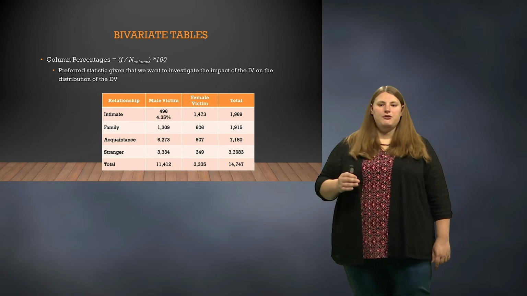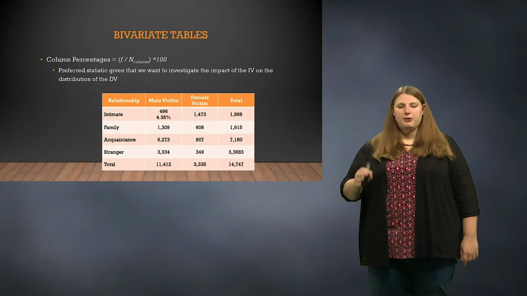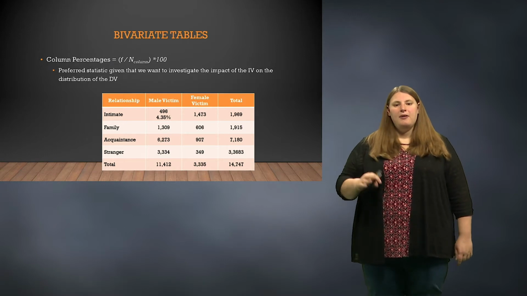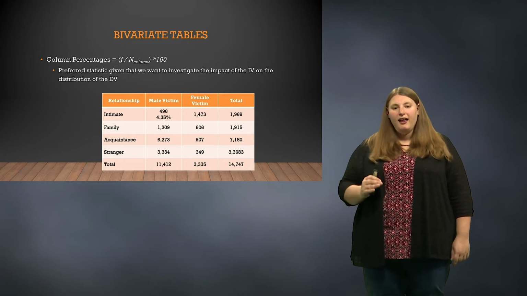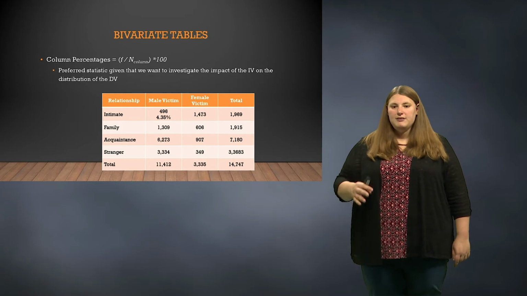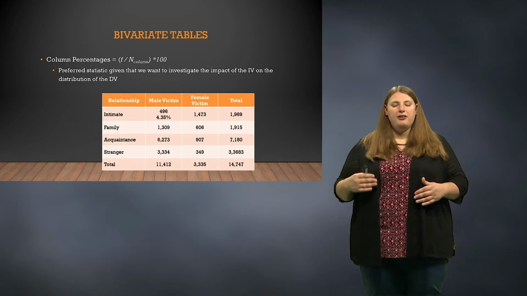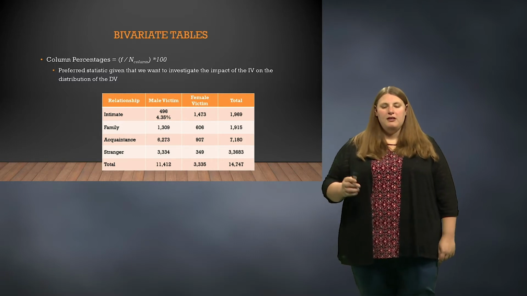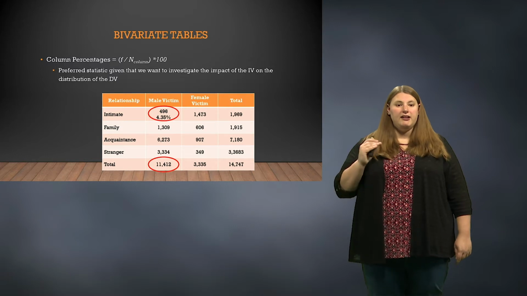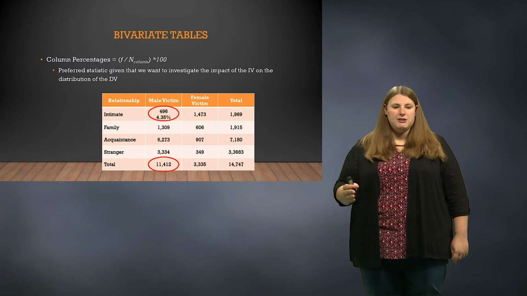The column percentage formula looks very similar to the regular percentage formula, but this time the capital N refers to the column total only, not the total sample size. This allows us to calculate the percentage of each value in relation to the total cases within that column only. You can see this column percentage here in the male victim intimate relationship cell.